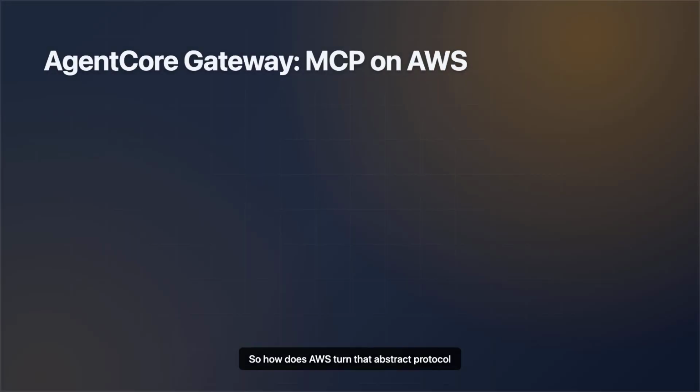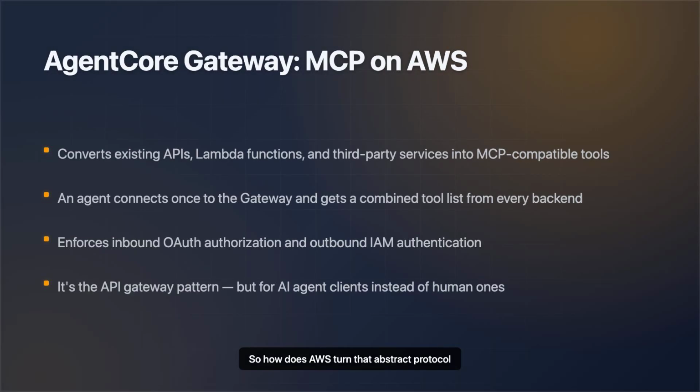So how does Amazon Web Services turn that abstract protocol into something you can deploy? That's Gateway. It takes your existing APIs, Lambda functions, and third-party services and converts them into MCP-compatible tools. An agent connects once to the gateway and gets back a single combined tool list from every backend behind it. And crucially, Gateway enforces security on both sides: inbound OAuth authorization to check who's calling, and outbound IAM authentication when it reaches the real system.